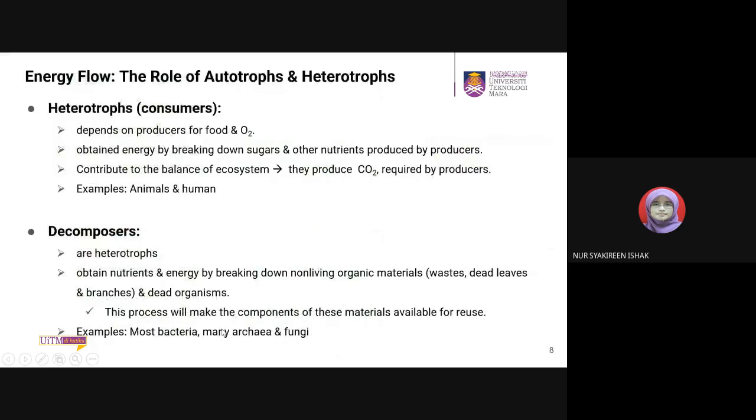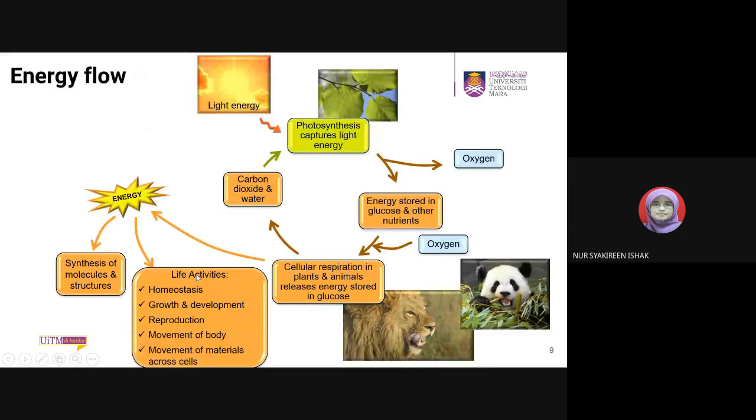Okay. So heterotrophs, consumers. So they depends on food produced by producers and also oxygen. And then the other one that you have to know is decomposers. Okay, so decomposers are actually heterotrophs. They are consumers. And then the examples are bacteria and archaea and also fungi. So they break down organic materials from dead organism. Okay, so these are the energy flows.